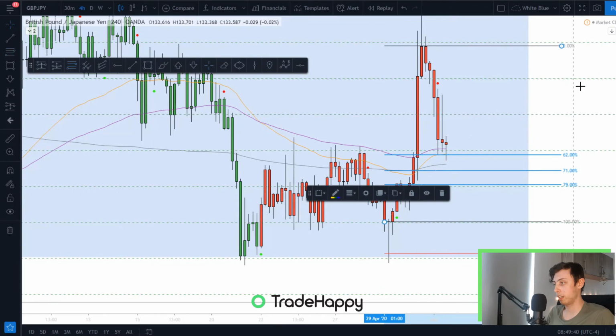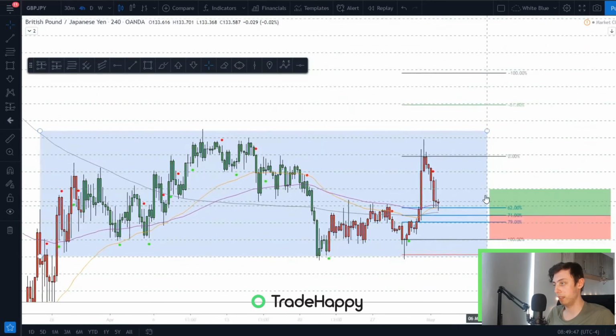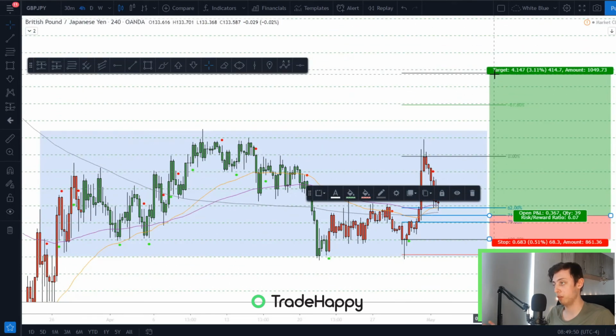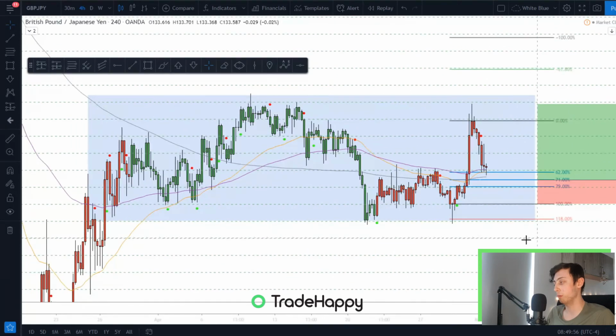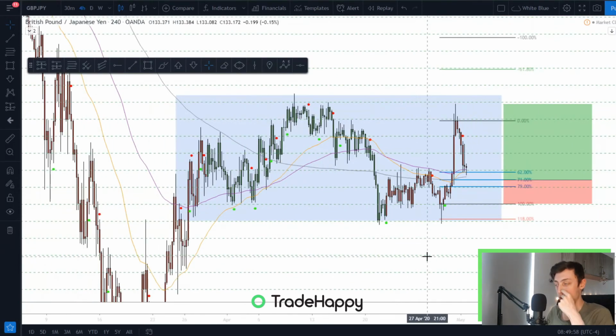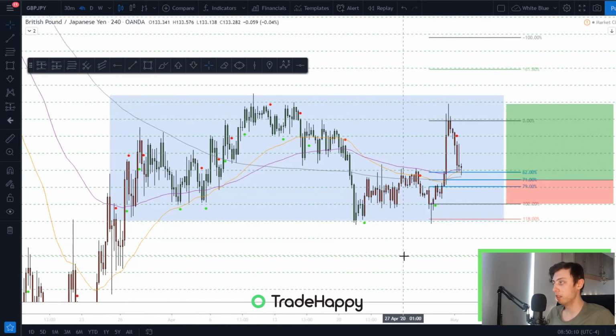But if you were to take this, you could enter here, stop loss here, and then your take profit, instead of being here where it normally would be, it would just be at these highs. So you're still getting a 3.2 risk reward, which is still really, really good, and you're trading inside of that range. That is something that you can do with this strategy, but I prefer to trade with the trend. So I'll just be waiting to see what happens on that.